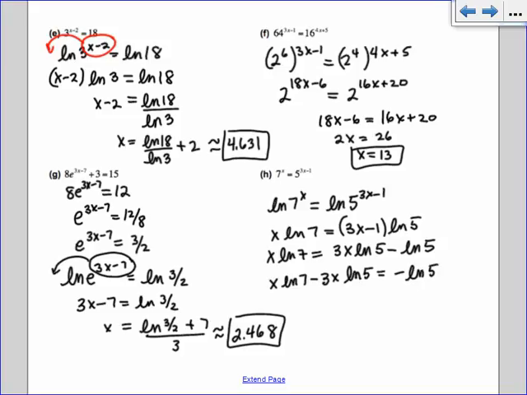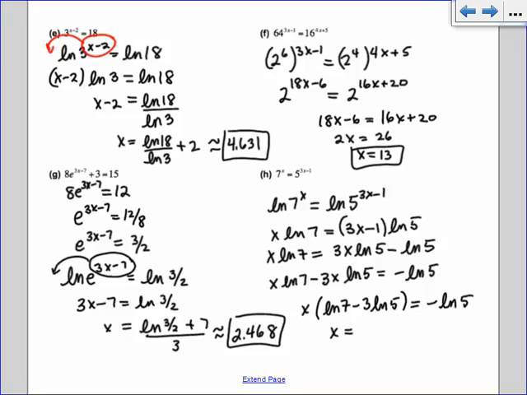Because now that I have them all on one side, what can I do? Yeah, pull out the GCF, right? The GCF is x. So just pull out just plain x. It doesn't have to be like 2x or 3x or whatever. It's always just going to be x. So I'm going to have x times natural log of 7 minus 3 natural log of 5 equals negative natural log of 5. So do you see where I'm going with this?